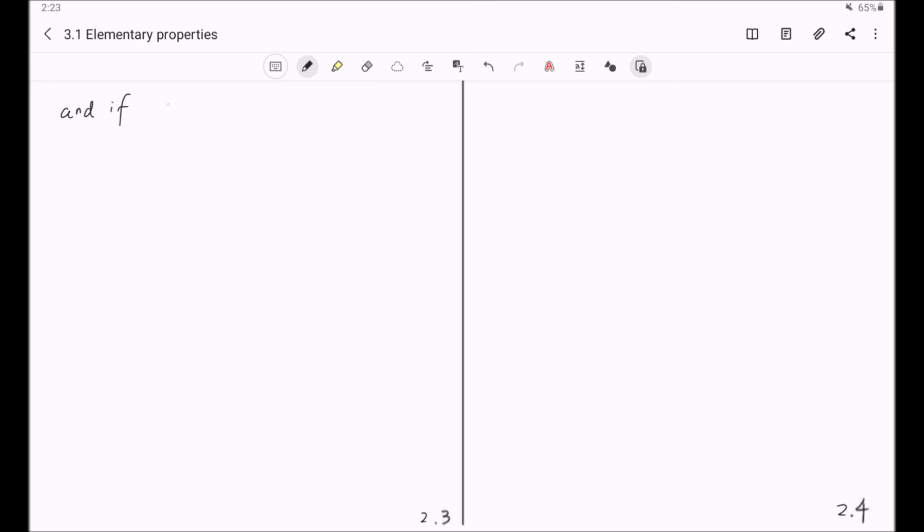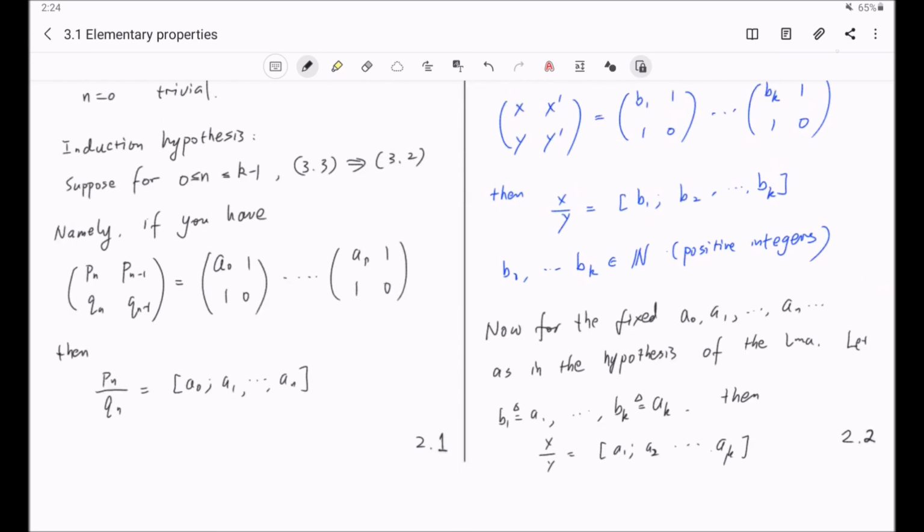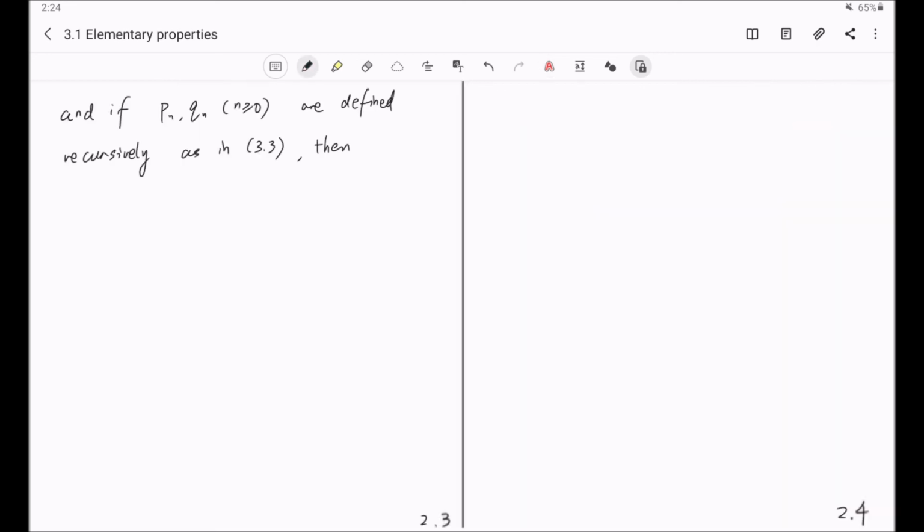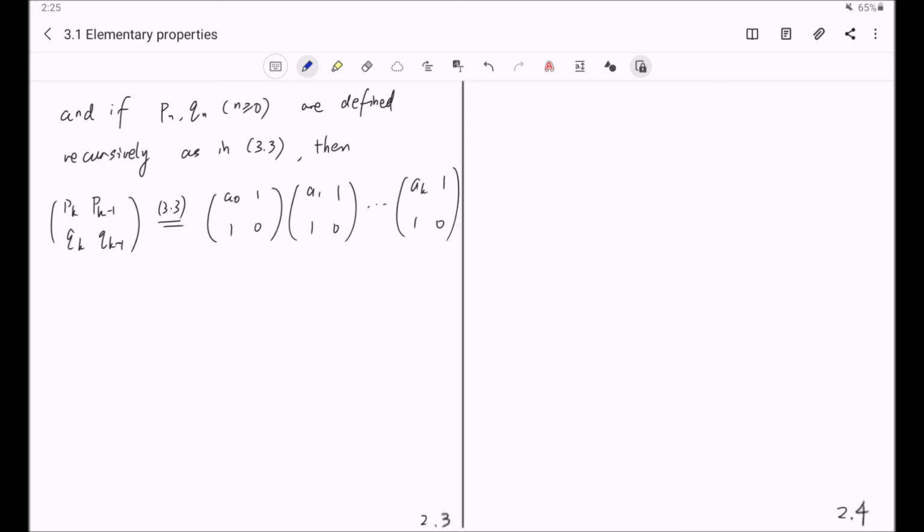And if the pairs p sub n, q sub n, where n is non-negative, are defined recursively, as in 3.3, namely if they are defined like this, then we will have that for that given k, p sub k minus 1, q sub k minus 1, by 3.3, is equal to the products a0, 1, 1, 0, a1, 1, 1, 0, all the way through a sub k, 1, 1, 0. But look, what is this part? This part, by our construction above, is x prime, y prime.